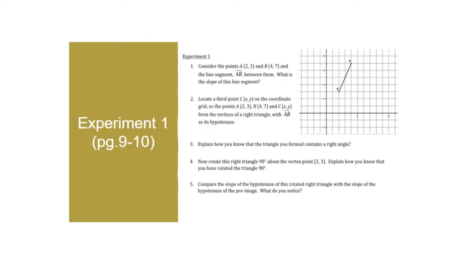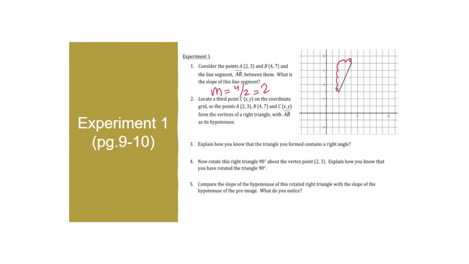All right, let's look at experiment 1, and hopefully you will understand how to do these steps. We're going to do 1 and 2 together. Then you are going to be asked to do 3 and 4 on your own and check your answers. Consider the points (2, 3) and (4, 7), and the line segment AB between them. What is the slope of this line segment? So we can already count slope because we can do rise over run. We always want to start at the bottom and go to the top. So we rise 1, 2, 3, 4, and then we run 1, 2. So m equals 4 over 2, which can be simplified to 2.